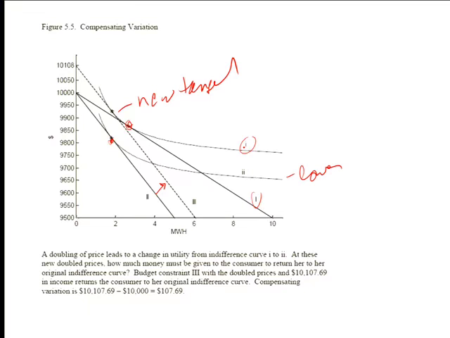So in the thought experiment, I've returned your utility to where it was at the beginning, by giving you money. And how much money did I give you? Well, again, I started at 10,000. I can read off the new amount, 10,108, but it's really 107.69.